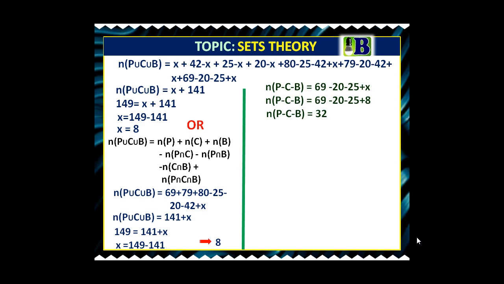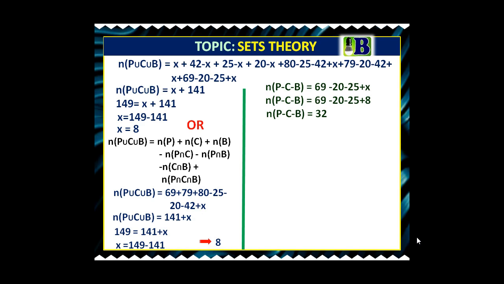The 8 there is representing the intersection of the three sets, because we already know the intersection of the three sets. So we decided to input the 8 into the formula. It's going to be equal to 32. So the number of students that offer physics only is equal to 32.